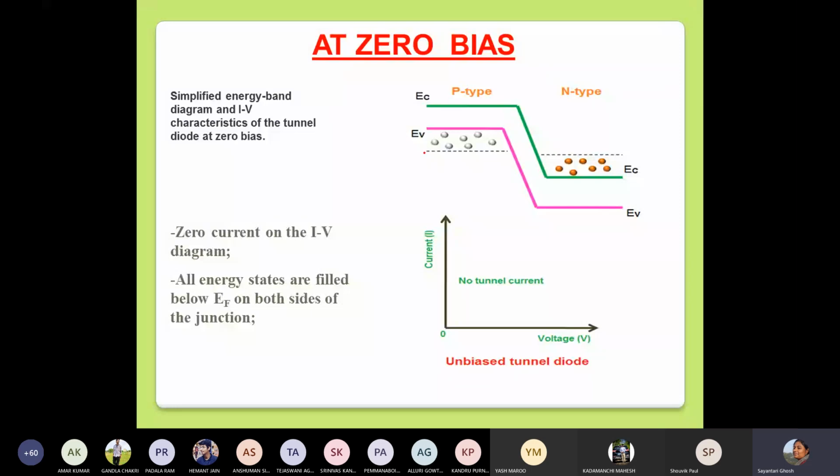The dashed line is the Fermi level. Similarly, the green one is the conduction band, and this is the Fermi level on the n-type side. So this is my Fermi level. Now there is no biasing there. That is why the Fermi level on both sides is basically at the same level.